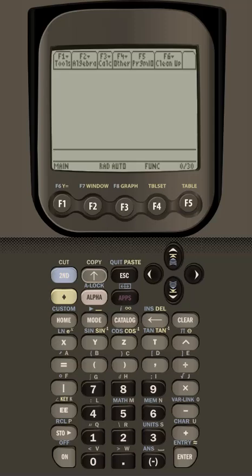Here's a little video to show you how to deal with complex numbers on the TI-89 Titanium.